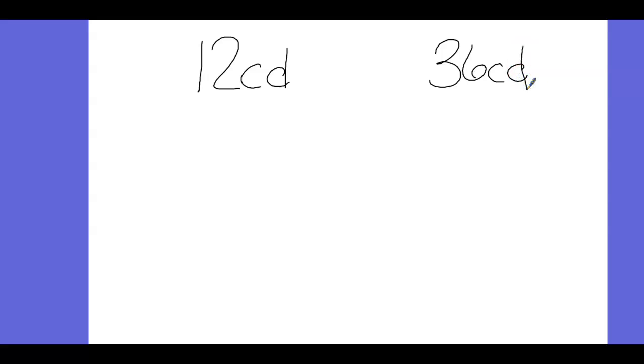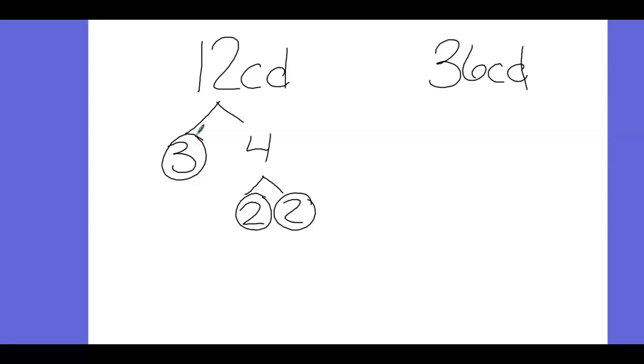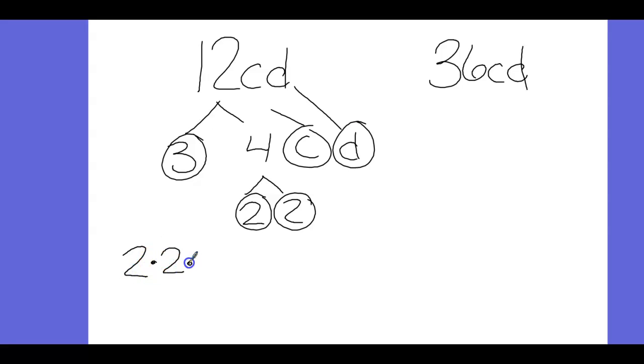What can you break 12 into? 3 and 4. And then 4 can go 2 and 2. And you have C and D. And then I also have a C and I also have a D. Okay, I get in the habit of circling my primes and then C and D so that I don't forget them when I rewrite them. So what is my prime factorization? 2 times 2 times 3 times C times D. Is everybody okay with this? Because this step is going to be our next step to what we do next.